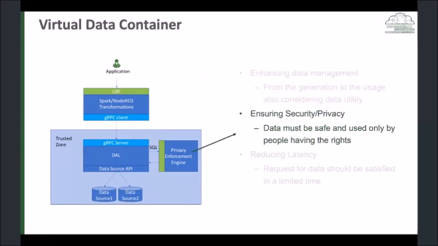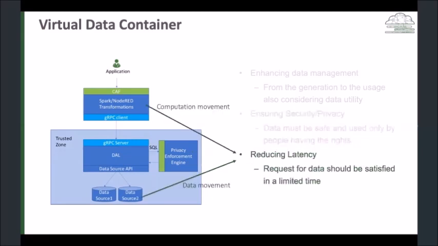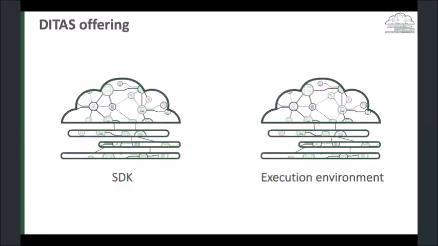Secondly, using the privacy enforcement engine, as I anticipated before, we have a component that is able to enforce the privacy with respect to the specific user that is accessing the application. Third, in order to reduce the latency, we have the ability to move either the computation or the data, or even both of them, closer to where they are generated or where they are used, in order to have better performance. In particular, what we are offering in DITAS are two main elements.